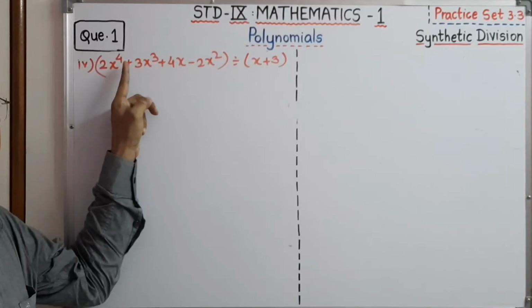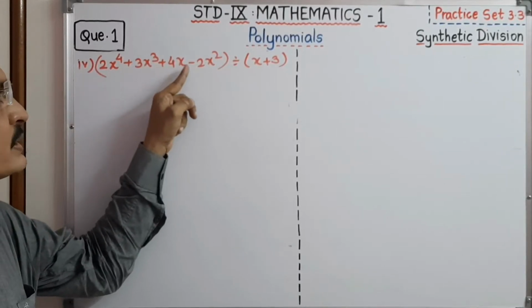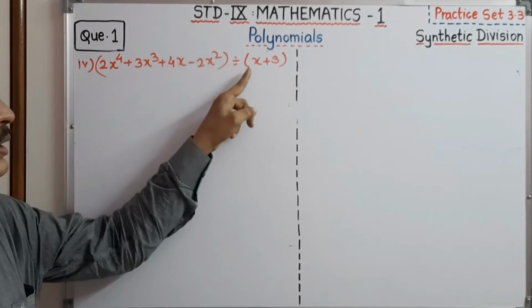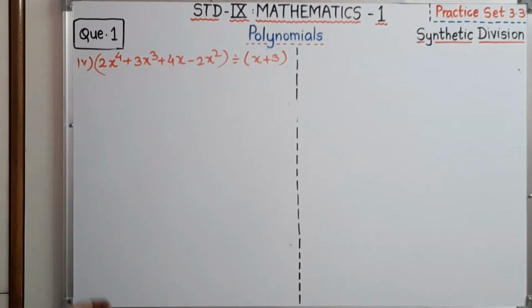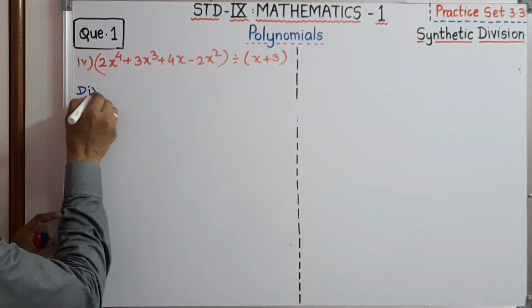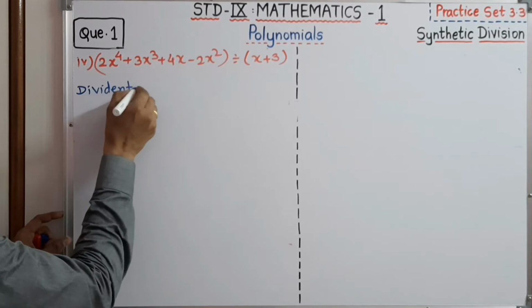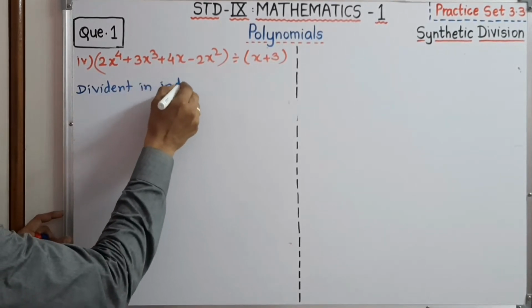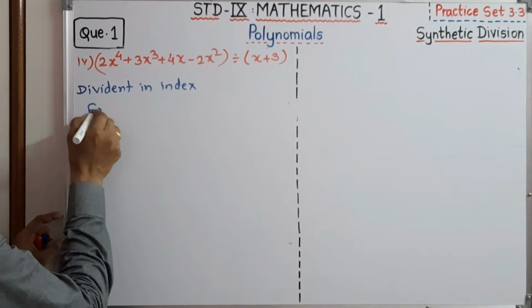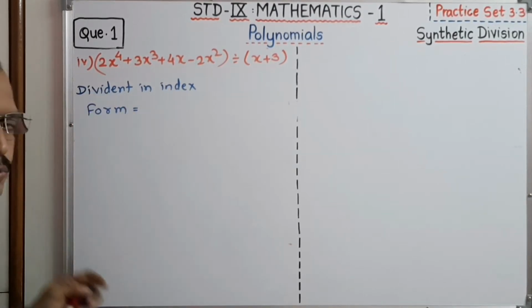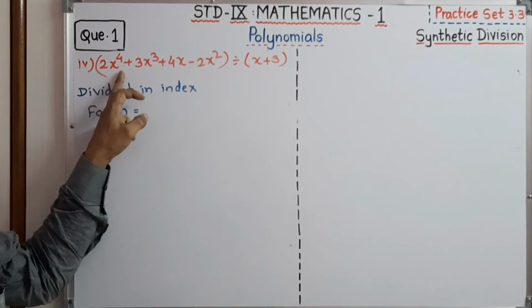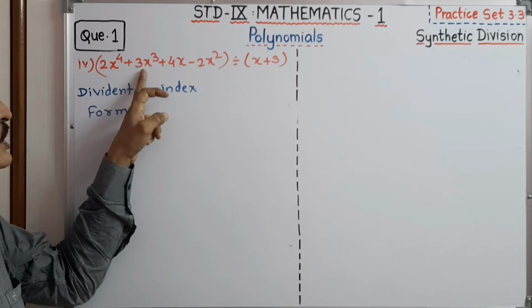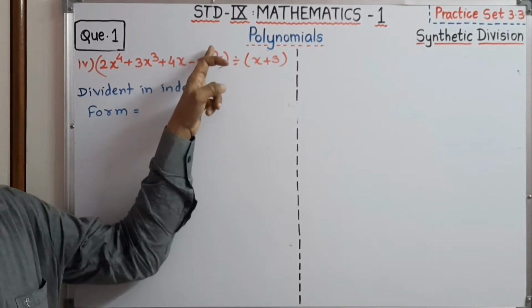Question number four. 2x raised to 4 plus 3x cube plus 4x minus 2x square, and the divisor is x plus 3. Now first of all, we have to see whether the dividend is in index form. Now see, first of all, is it in index form or not? 2x raised to 4, 3x cube plus 4x minus 2x square.